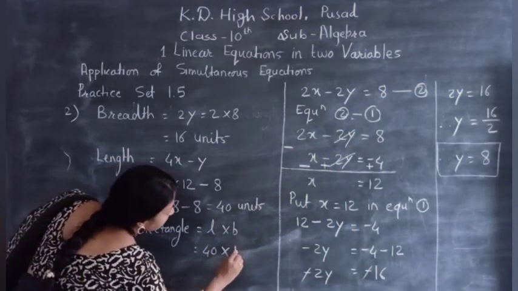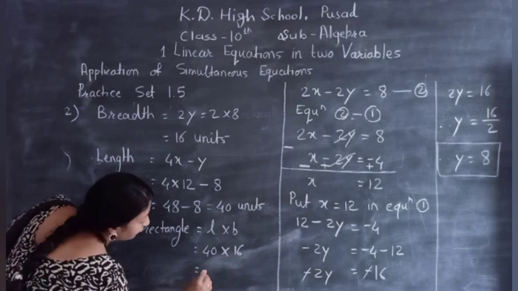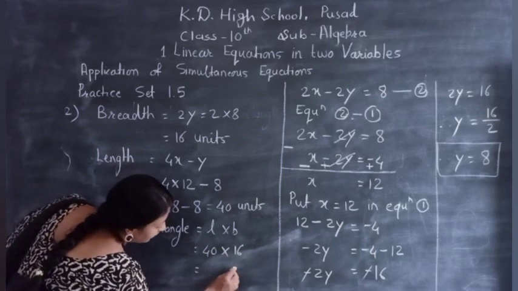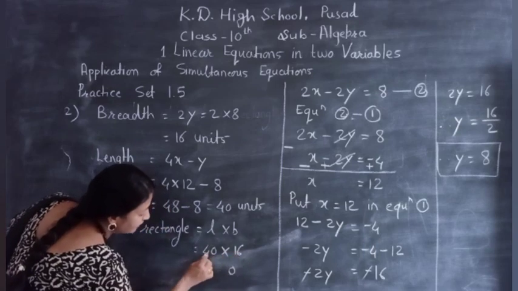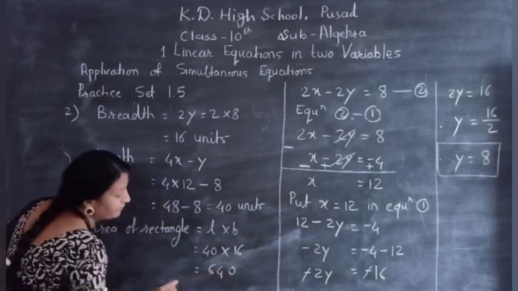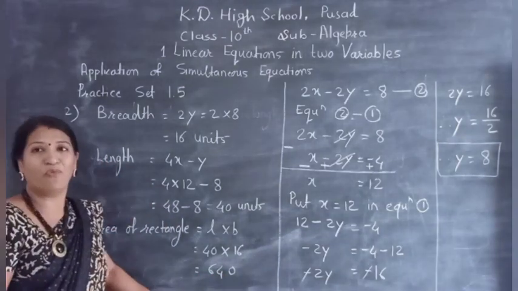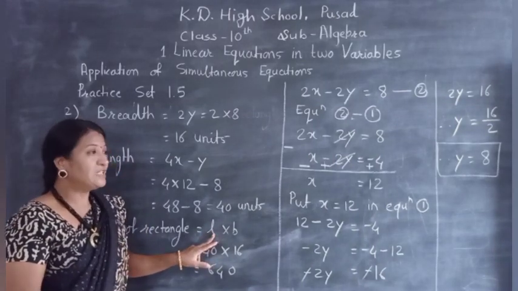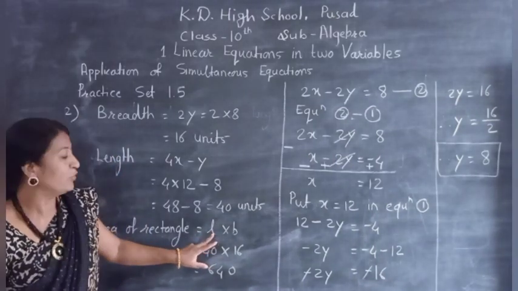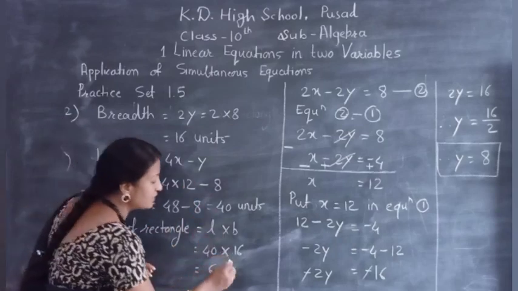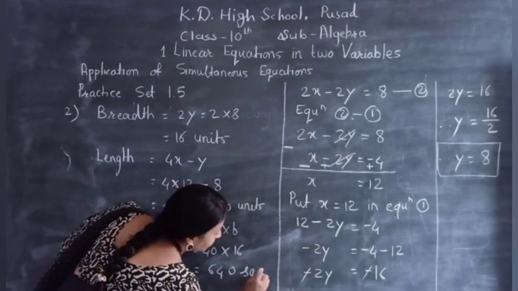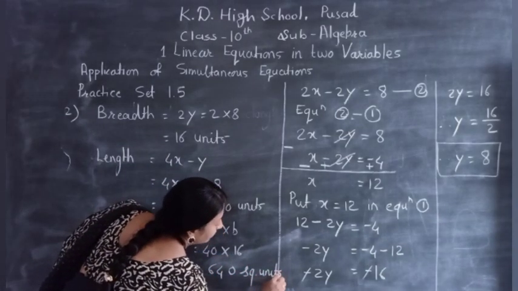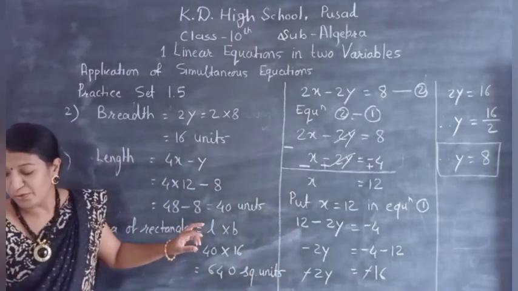40 into 16, that is 16 into 0, that is 0, and 16 into 4 is 64, that is 640. Now it's an area. Area, it means it is the product of length by length. So unit into unit, that is square units. It is square units.